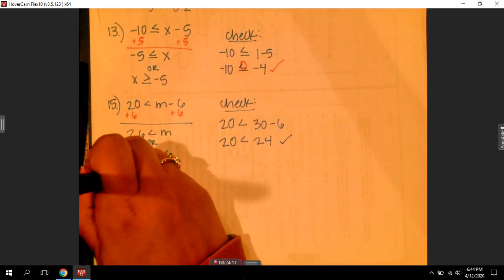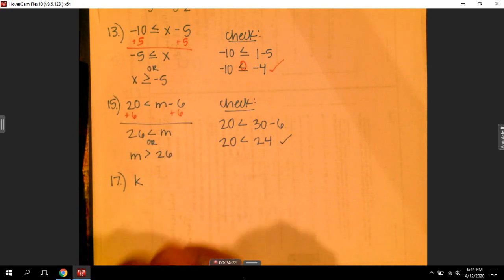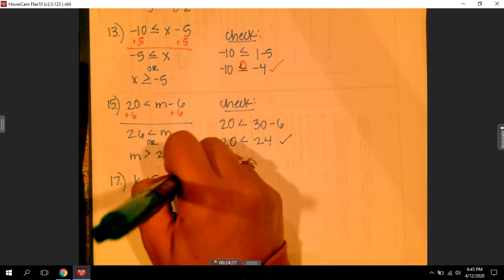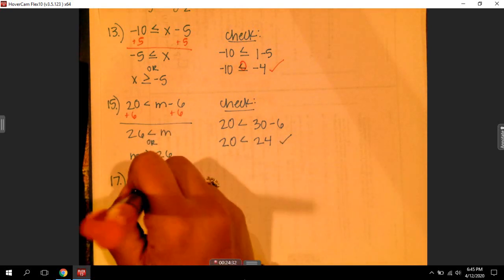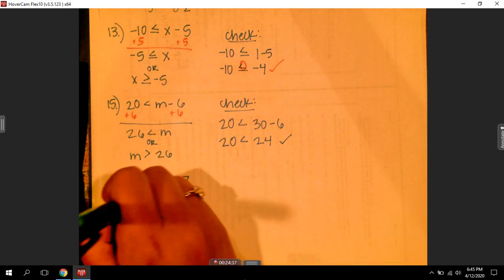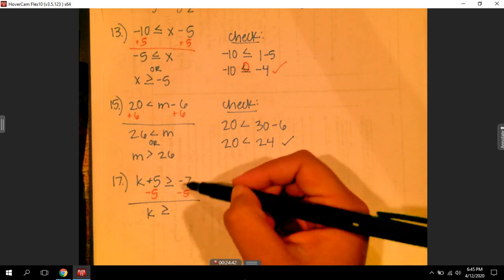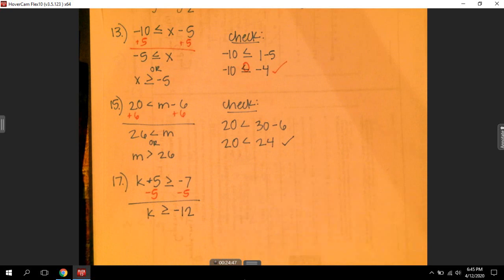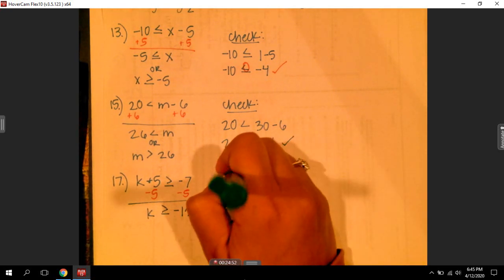And last one, number 17. I think that's k plus 5 is greater than or equal to negative 7. Alright, so k plus 5, to solve for k, I'm going to subtract 5 from both sides. So that leaves me with k is greater than or equal to negative 7 minus 5, which should give you negative 12. So k is greater than or equal to negative 12. So let's see if that's correct.